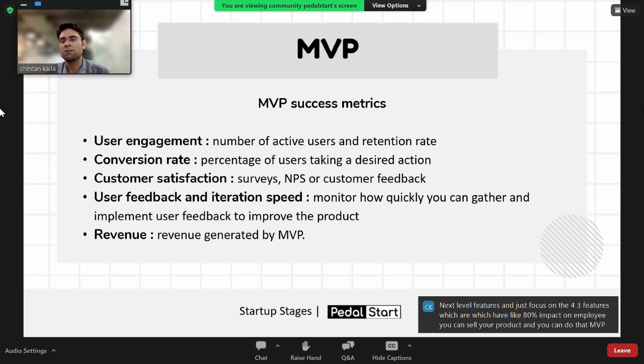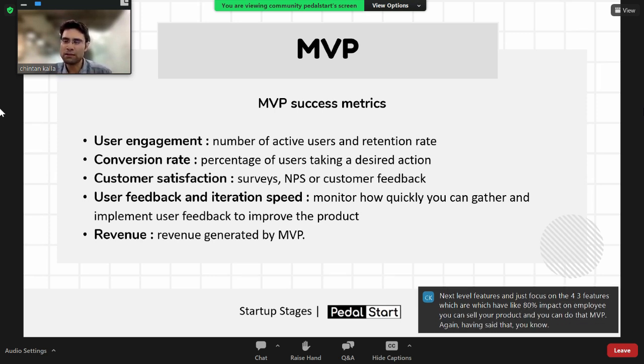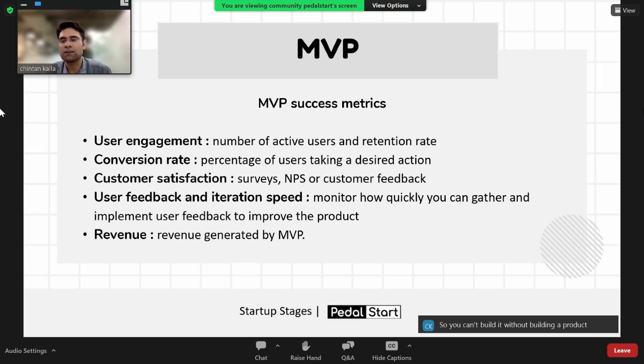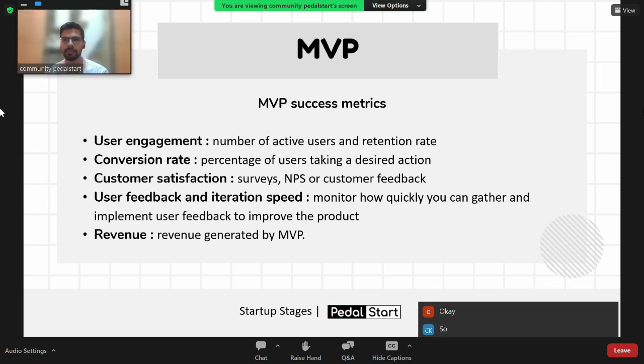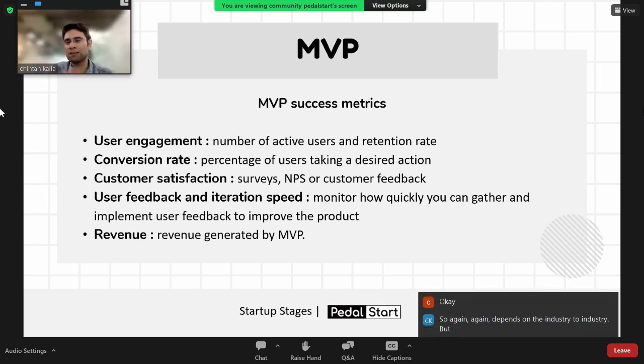You can do that MVP. Again, having said that, in a few cases, it's not 100% possible to achieve your MVP without building a significant amount of product. So we had a startup during our last cohort which was building a tool similar to Zoom. You can't build it without building a product, right? If a person can't do a meeting without you building a product, it doesn't make sense. So again, it depends from industry to industry, but I think in most cases you can build an MVP with a few product features.